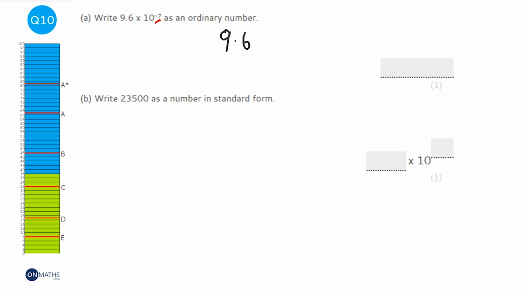Now, we need to know this because if we're going to have a very big number, we're going to jump the decimal point to the right. If we're going to have a very small number, which we do here, we're going to jump it to the left. Now it says -7, so we're going to jump it 1, 2, 3, 4, 5, 6, 7. So the decimal point is going to end up here. Now all those jumps that we did, we need to fill them in with zeros.